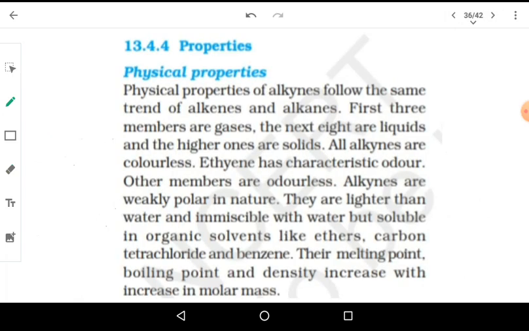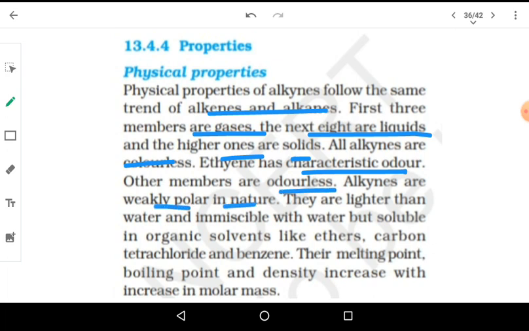Again, the physical properties of alkynes follow the same trend as that of alkanes and alkenes. First three members are going to be gases, next 8 are going to be liquids, and the higher ones are going to be solids. All alkynes are colorless. Ethine has a characteristic odor. Other members are odorless. Alkynes are weakly polar in nature.